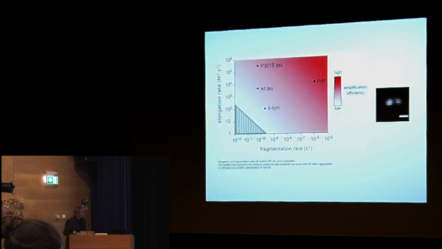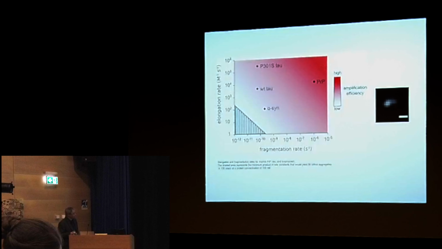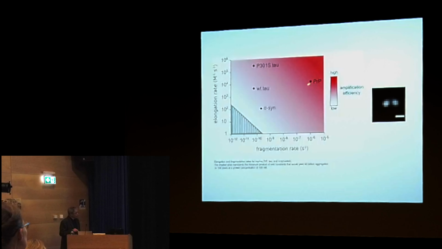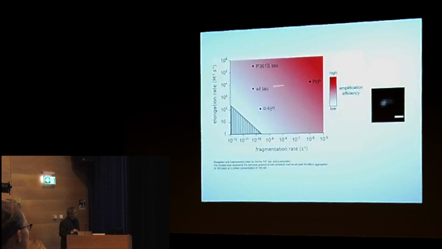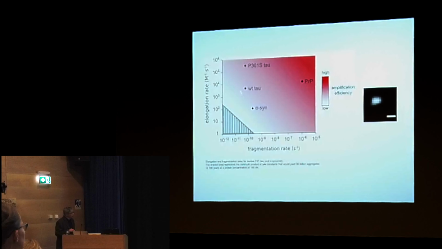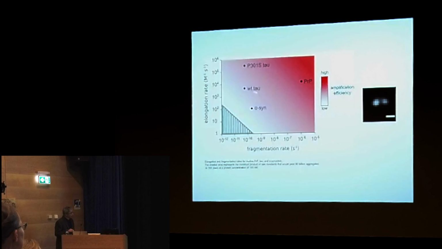So we can produce this plot. Like I said, it's the product of the fragmentation rate and the elongation rate. So the further I move away from the origin, the faster the aggregates replicate. We've measured this for prion protein, for the mutant of tau, for wild-type tau, and for alpha-synuclein. And so what we can say now quantitatively is how poorer they are. The idea is that these aggregates behave like a prion, but we can quantify how much poorer they are than a prion. Alpha-synuclein, for example, replicates 1,000-fold slower than prion protein.